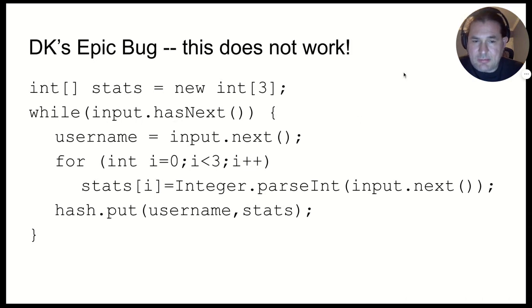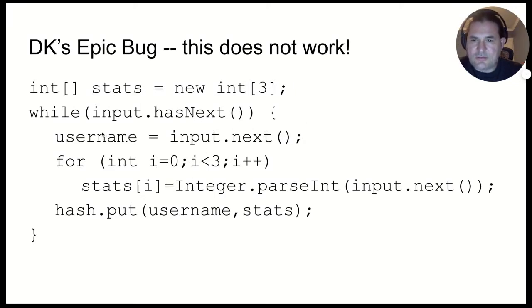This was DK's epic bug. This was awesome. So this actually doesn't work. Here we've got this array for stats, and we're reading stats 3 at a time out of a text file. Here we're iterating through this text file, so while we have more inputs, and we know the text file is going to have basically 4 values: a username, and then 3 stats, right?